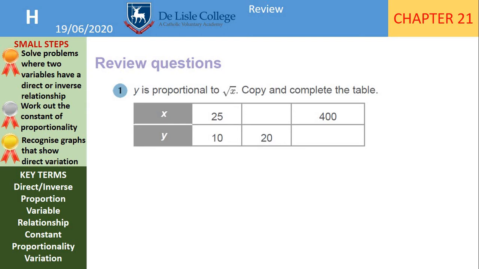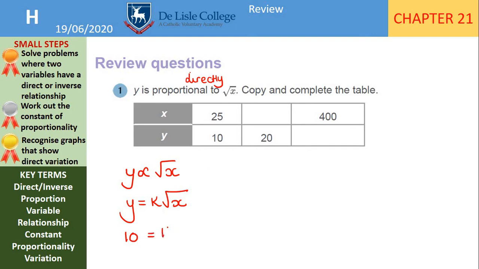So, question number 1, y is proportional to the square root of x. That means y, it probably should say directly in here, but if it doesn't, always assume it's direct. So y is directly proportional to the square root of x. Remember, this gives us the formula y equals k times the square root of x. Now let's use two of the values in the table we're given. So x equals 25 and y equals 10.